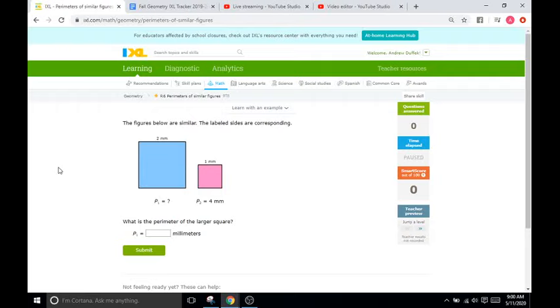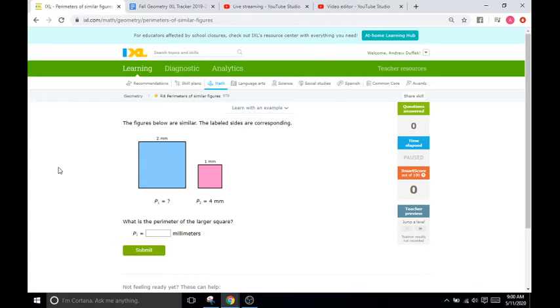This is Mr. Duffick, and today we are doing IXL P6, which is dealing with perimeters between similar figures. If you know about similar figures already, then this is going to be pretty easy for you. It's just a little extension on top of the concept of proportional sides and stuff like that.